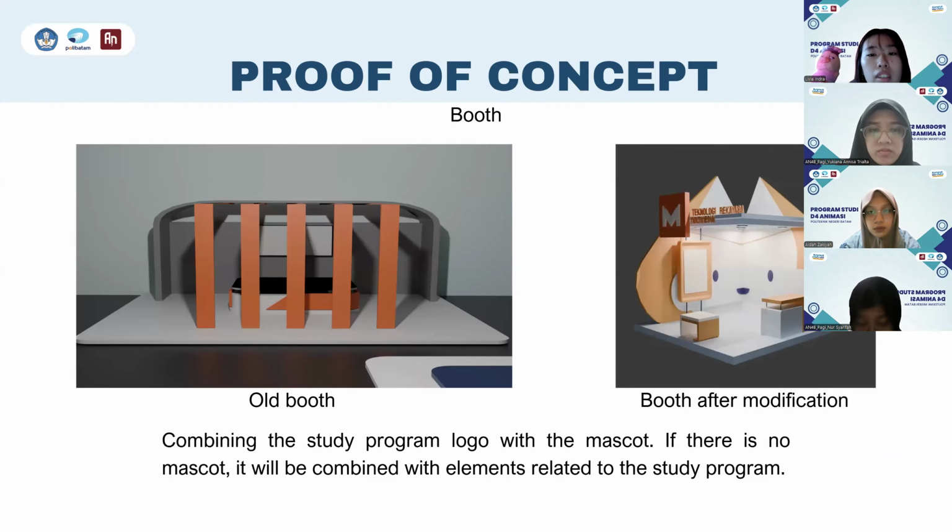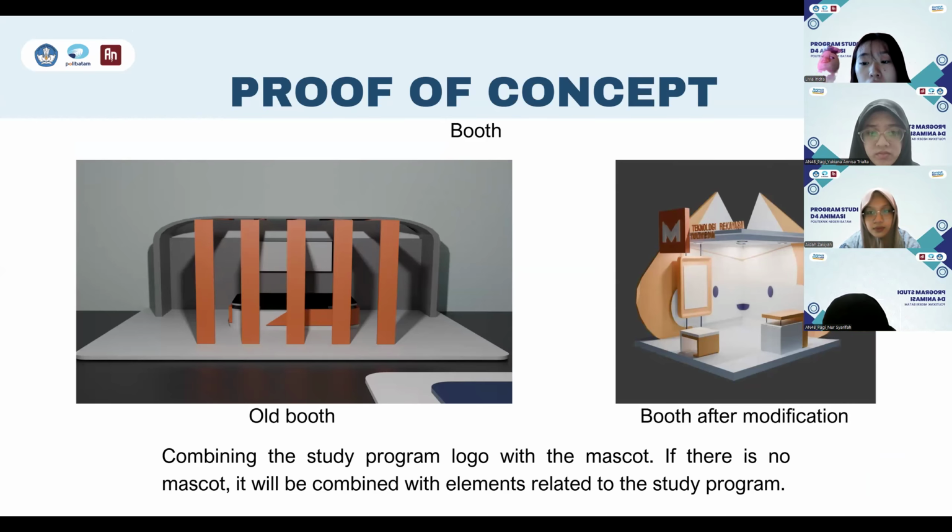Okay, proof of concept with booth. This is our old booth and our booth after modification. We modified our booth by combining the study program logo with the mascot, but if there is no mascot, it will be combined with elements related to the study program. After this exam, we will continue working on other booths because we're only working on one booth for now.